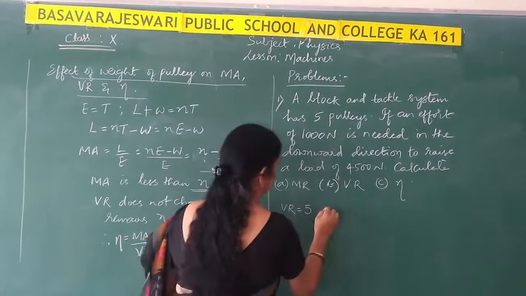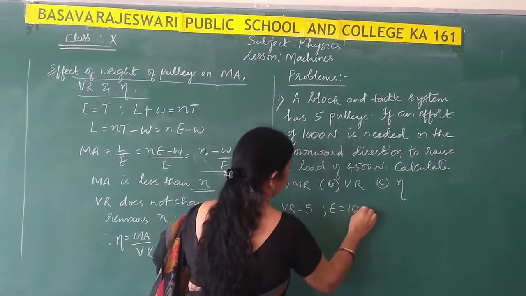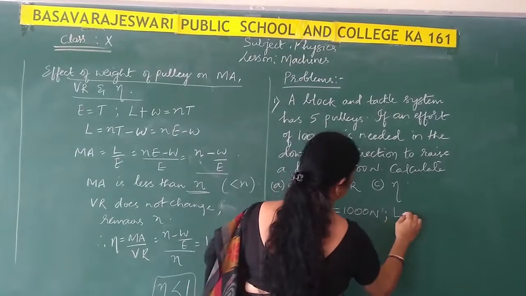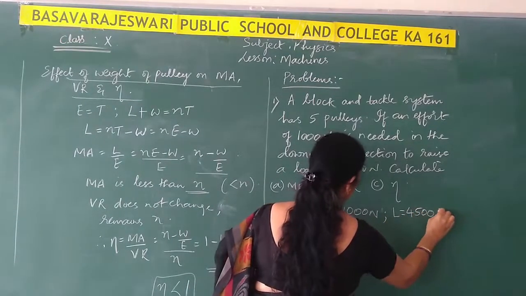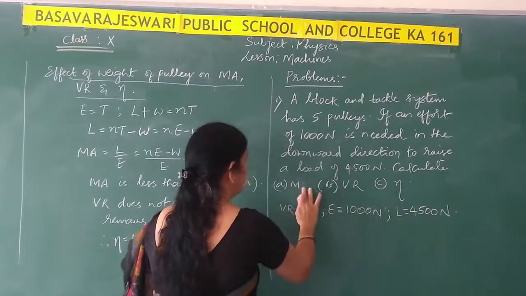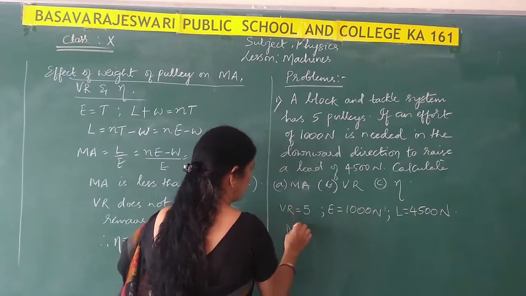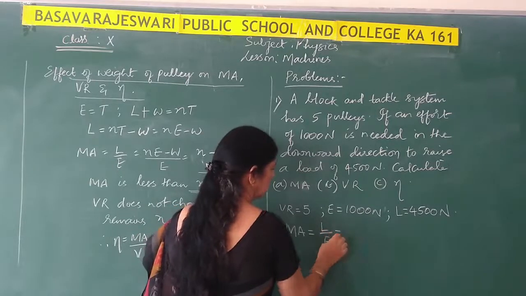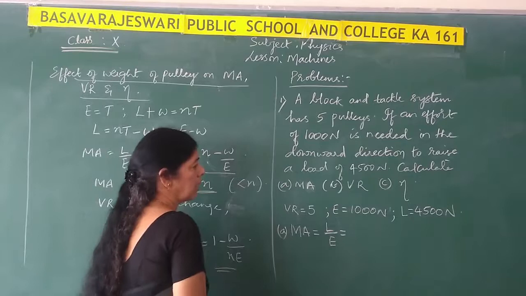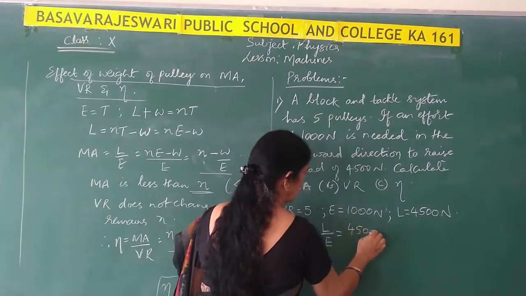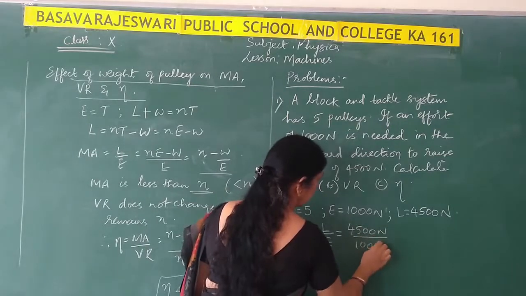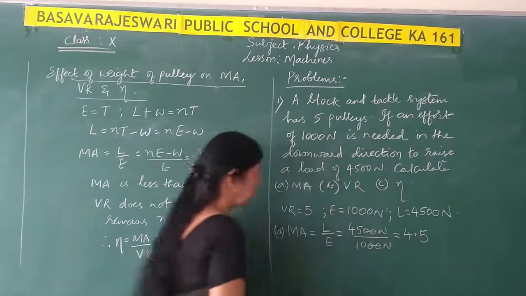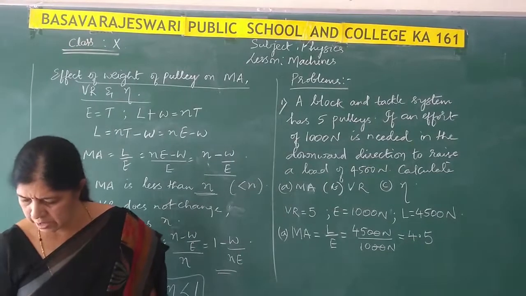Now, effort how much is given? Effort is equal to 1000 Newton. Then load how much? Load is equal to 4500 Newton. You have to calculate the mechanical advantage. Mechanical advantage will be equal to load by effort. Load is 4500 Newton by 1000 Newton. So it will be equal to 4.5. Right? Next.